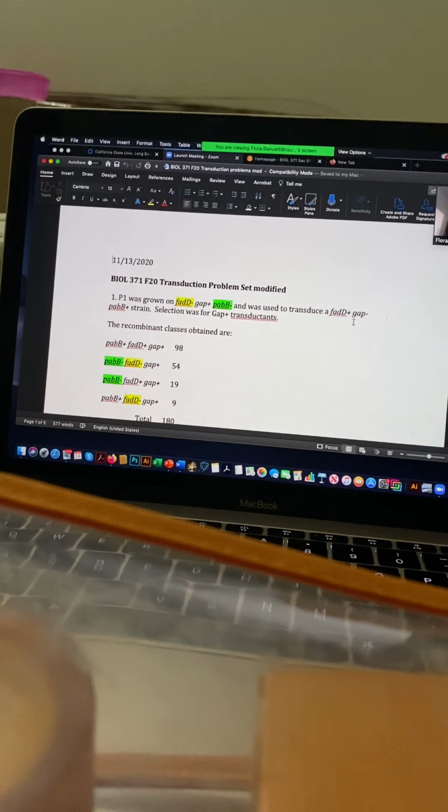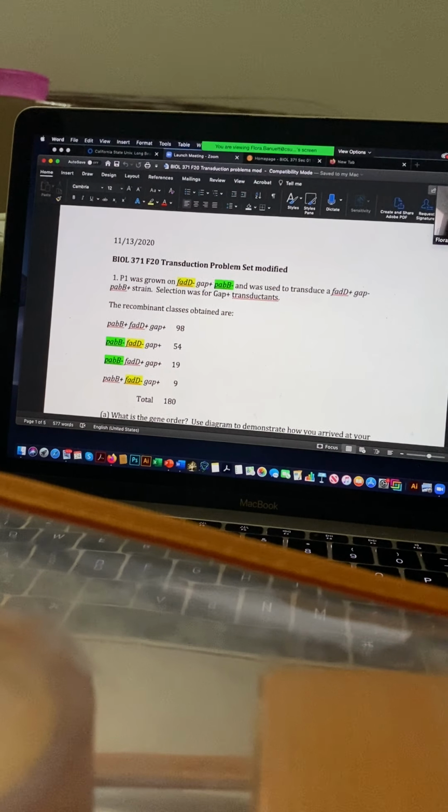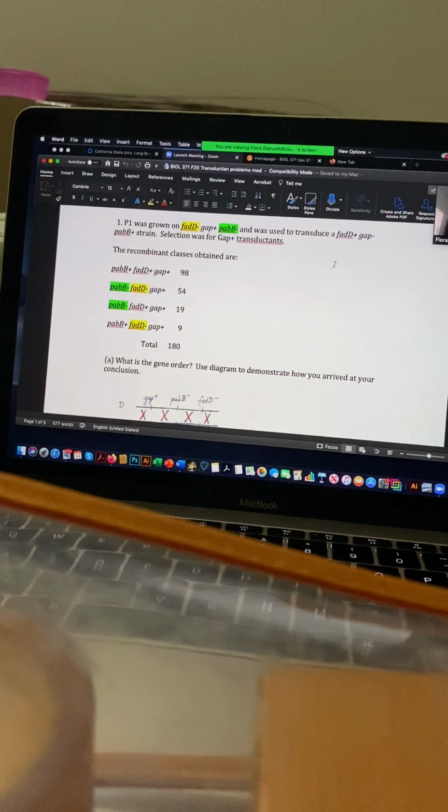So the first problem is: P1 was growing on FAT minus, GAP plus, PAP minus, and was used to transduce a FAT plus, GAP minus, PAP plus strain, and selection was for GAP plus transductants. And here are the recombinant classes, and I'll tell you about my highlighting in a moment. So the question is, what is the gene order? And you use a diagram.